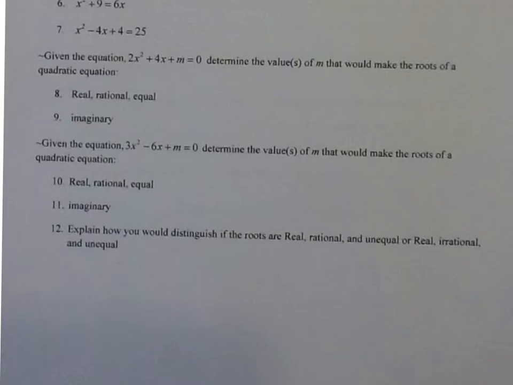Okay, so the next one, number 8, it says, given 2x squared plus 4x plus m equals 0, determine the value or values of m that will make the roots of the quadratic equation, and we have 8 and 9. We're looking for the roots to be real, rational, and equal. Now remember, in order for the roots to be real, rational, equal, the discriminant, b squared minus 4ac, in order for them to be equal, I have to get a 0 under the radical.